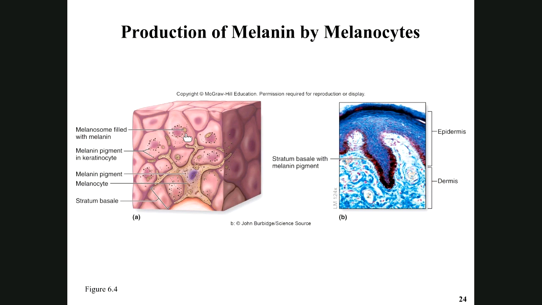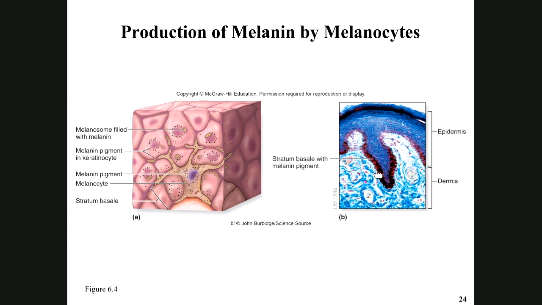But the metabolism of the melanin is different, and the amount of melanin which is produced in darker skin individuals is more than in lighter skin individuals. So we have different colors. And here in the real picture, you can see the stratum basale, and in the stratum basale, you can see this brownish color due to the melanin pigment in the melanocyte.